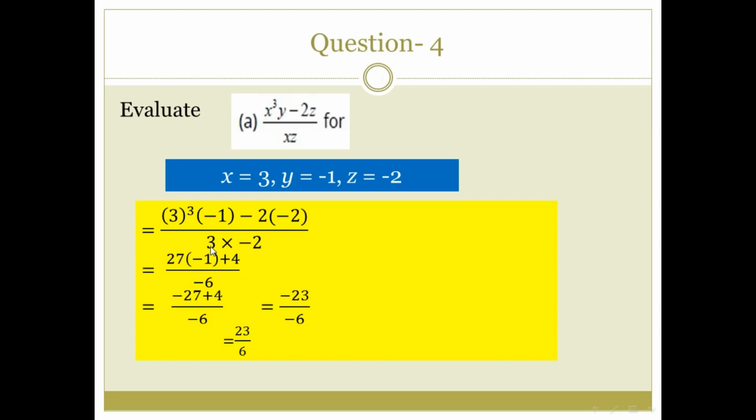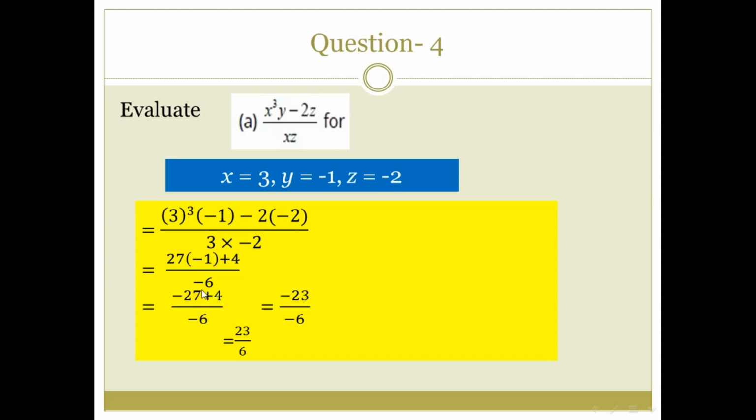So the value of x is 3 multiplied by the value of z, which is -2. With the help of a calculator, you will find that the cube of 3 is 27, meaning 3 into 3 is 9, 9 3s are 27, -1 will remain the same, -2 into -2 will become +4, and the denominator 3 into -2 is -6. This negative sign changes the sign of this 27 into minus 27 plus 4 over minus 6.